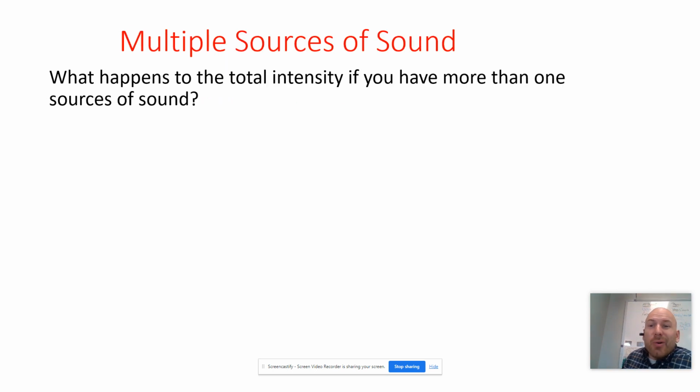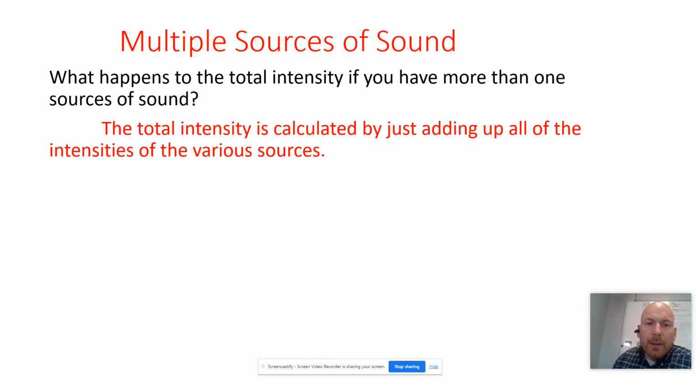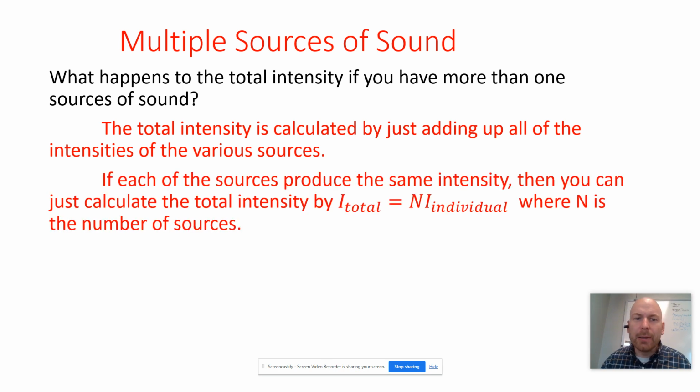So what happens to the total intensity if you have more than one source of sound? You would just add up all the intensities of the various sources. It's pretty straightforward. We like intensity in physics. You're just adding it. So if each source has the same intensity, you would simply multiply the number of sources by the intensity of one individual source to find the total intensity.